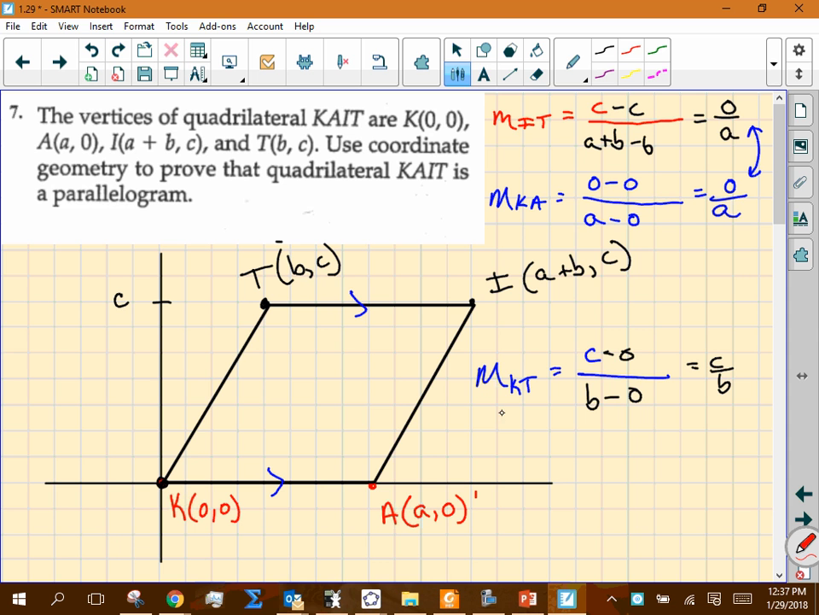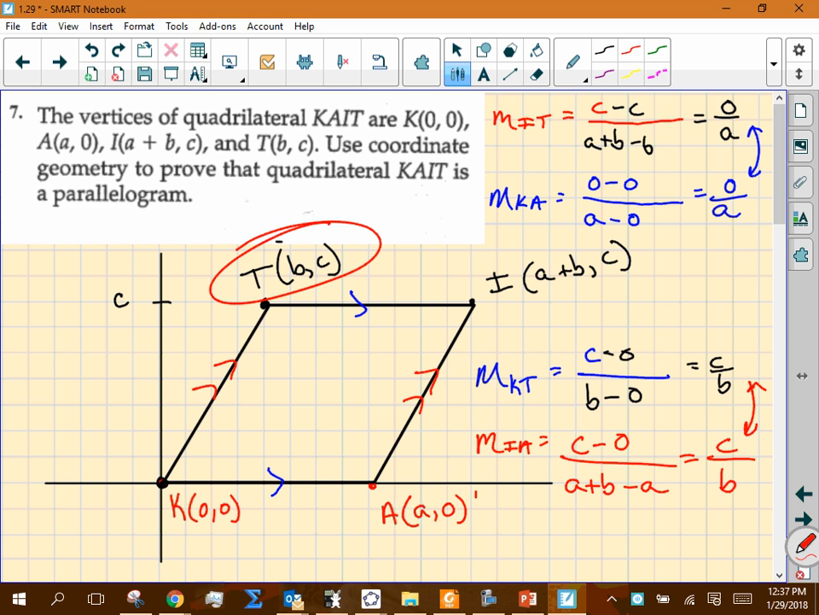Let's do IA. Slope of I to A. Take your y values, subtract those, c minus 0. And now take your x values, a plus b minus a. The numerator gives me just c, right? What's the denominator give me? b, right? a minus a is 0. Okay, so 0 plus b is just b. What did we just figure out about those two slopes? Yeah, they're the same. So those two lines are parallel, right? Okay, and the slope of this line is dictated by that point right there.